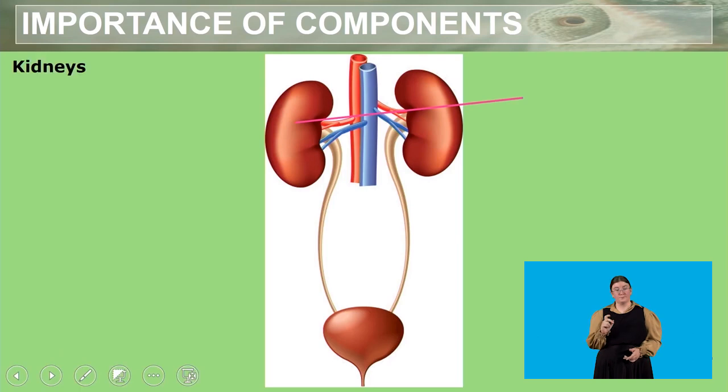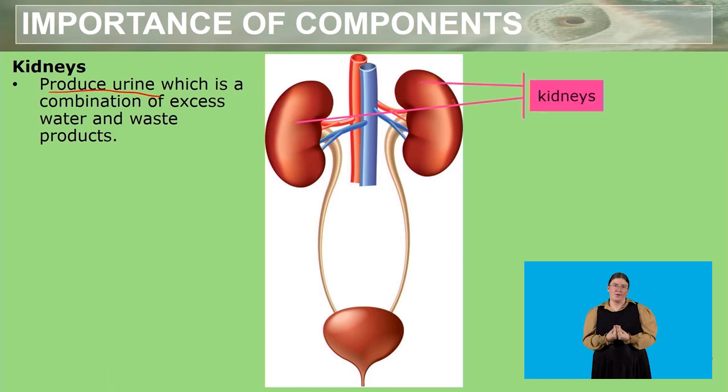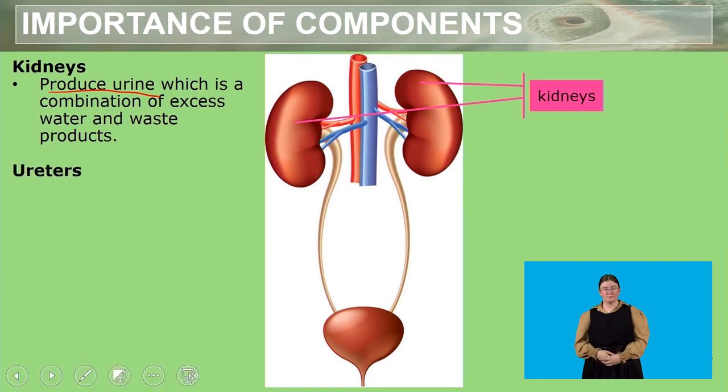Okay? We now know that we are looking at the kidneys. What do the kidneys do? The kidneys produce urine, which is a combination of excess water and waste products. There we have our two kidneys, a left kidney and a right kidney.